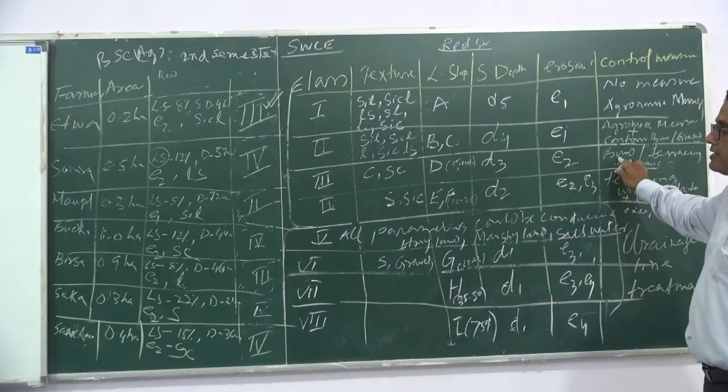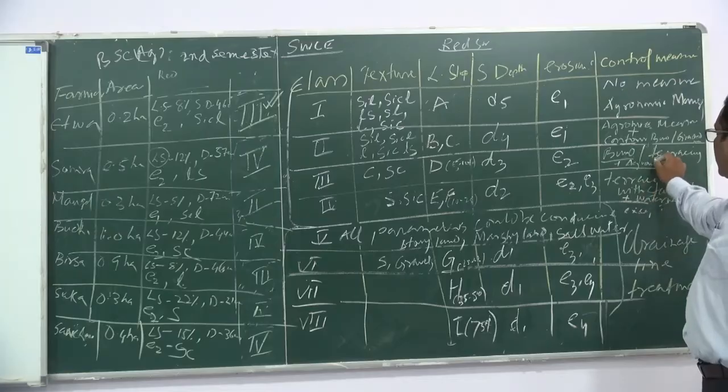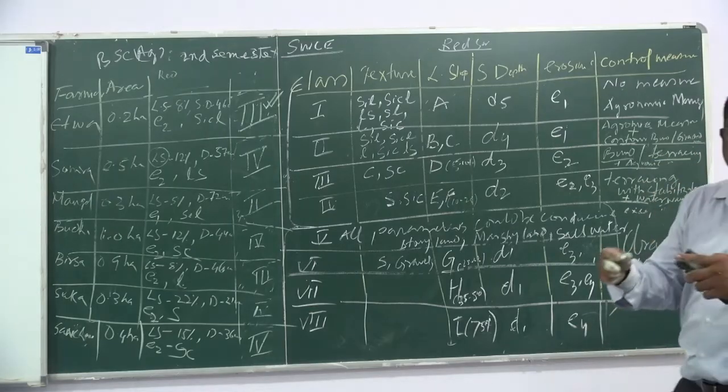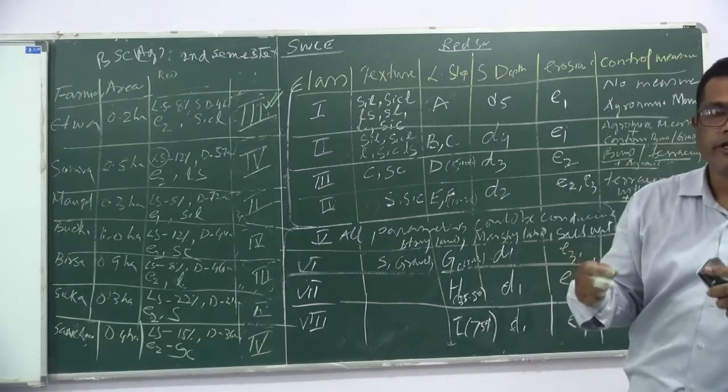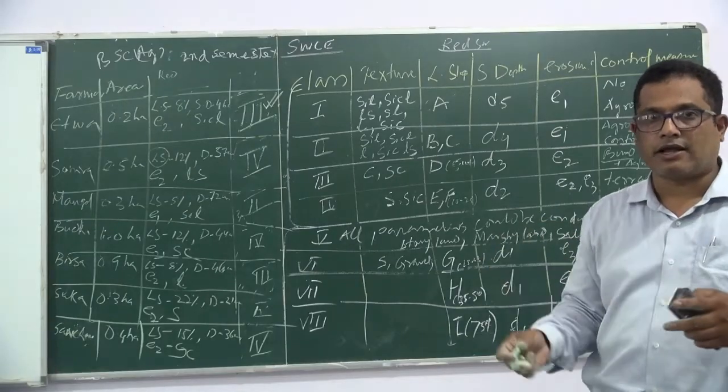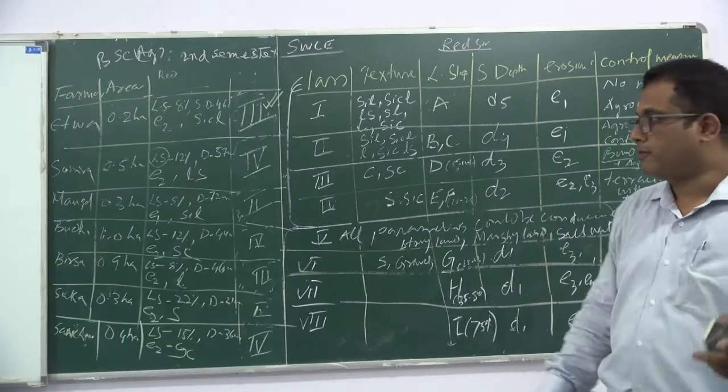What we have to provide is land with proper bund and also terracing, and the terraces or bund should be stabilized with agronomic measures like grasses on the bund for proper stabilization.